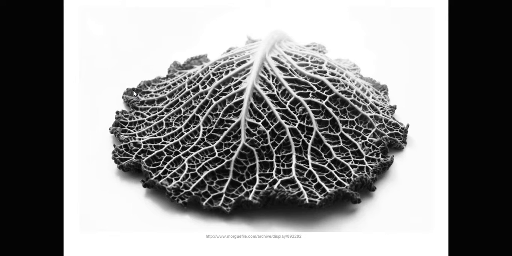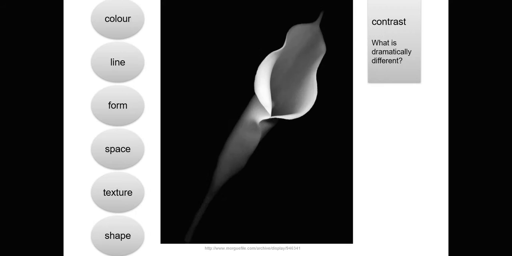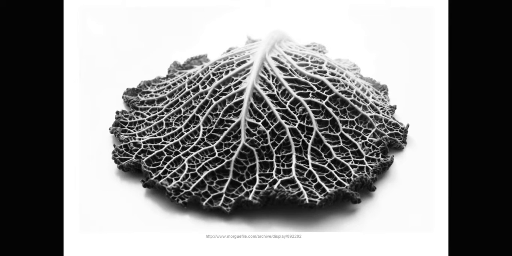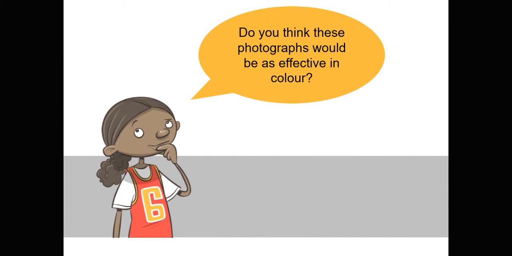Of course, the actual leaf is a dark colour, which certainly contrasts with the background, which is white. It's a little bit of the opposite of the first one that we saw, where the background's black and the flower's white. And this one's the background's white, and the leaf is dark. All right, so I'll pause, and think about here with your buddies: do you think these photographs would be as effective in colour?